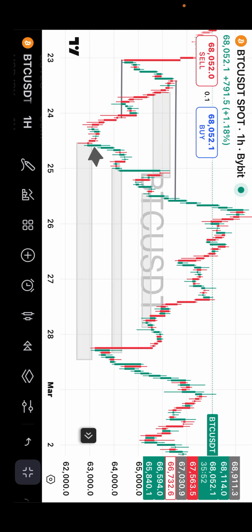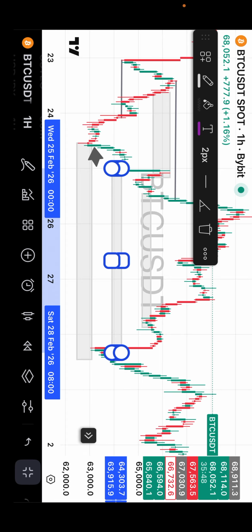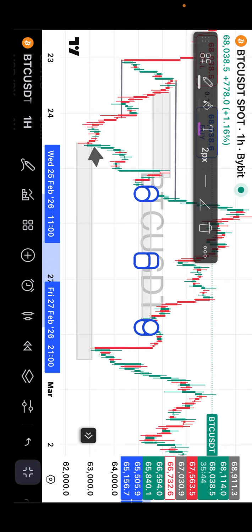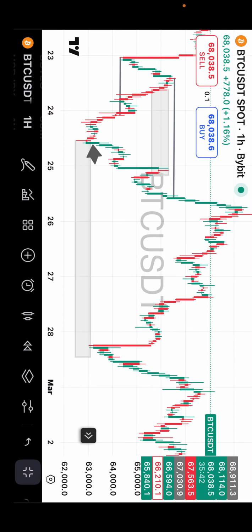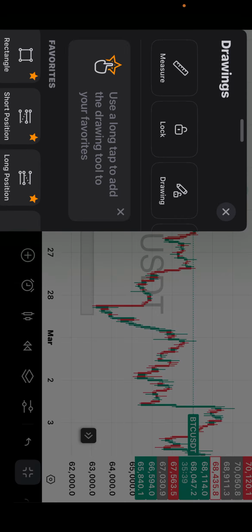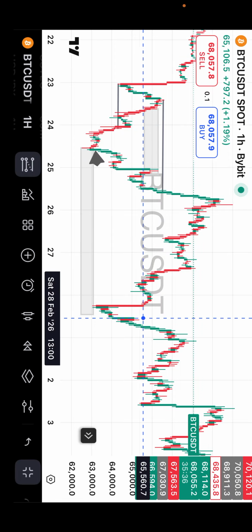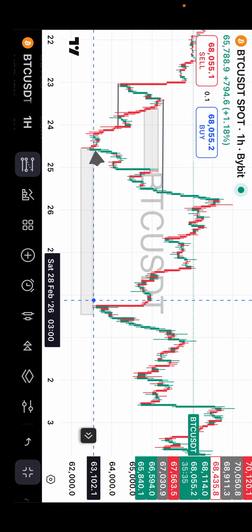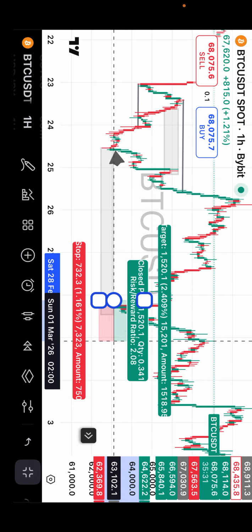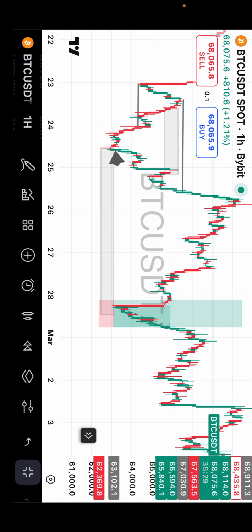So the market did what? It filled this imbalance, this first one, this second one, and then the extreme one. So we only focus on the last one. Whenever we are seeing multiple demand zones, focus on the last one. Then we'll enter from here. This is BTC USD.